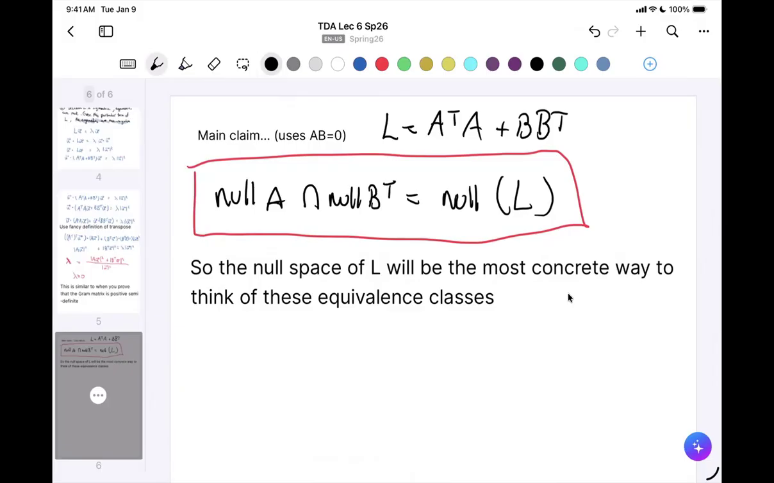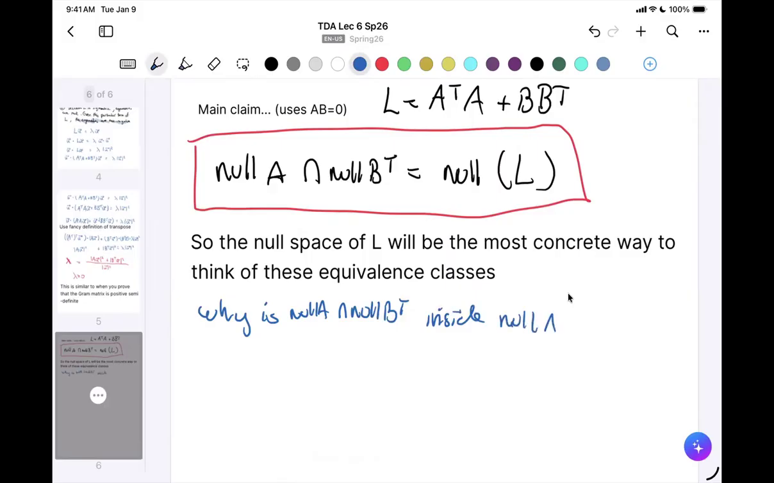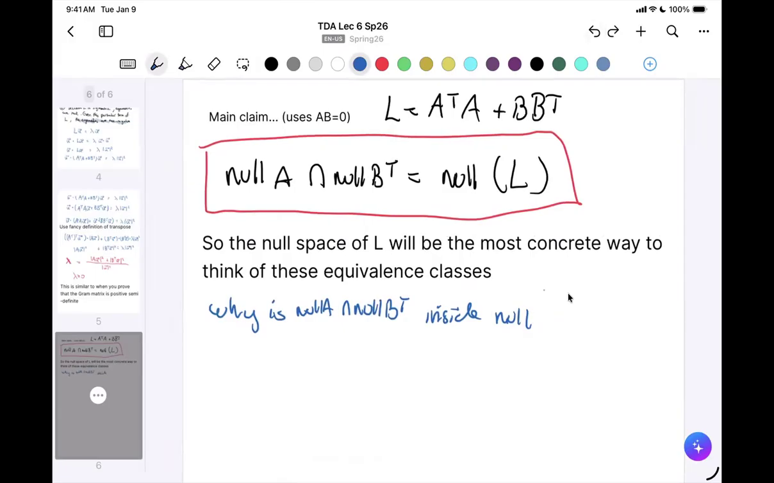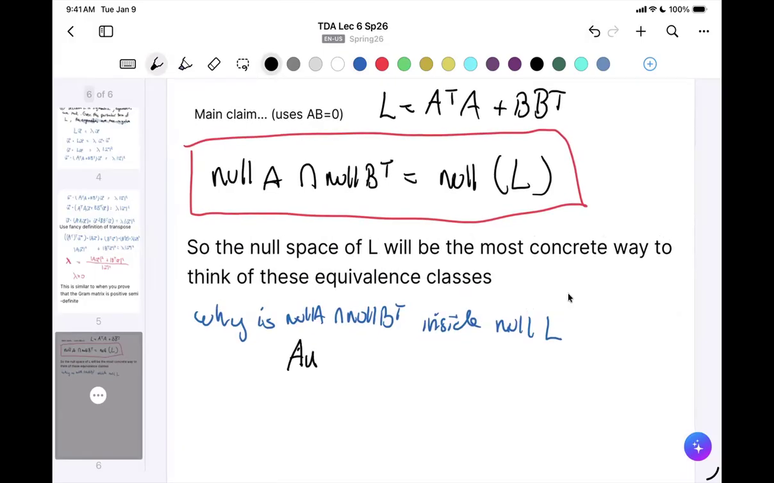The easiest one is, again, neither is too long. I think I should have enough time to do them quickly. Why is the null space of A intersected with the null space of B transpose inside the null space of L? Well, what does it mean to be in the null space of A? That means that A times U equals 0. What does it mean to be in the null space of B transpose? That means that B transpose times U equals 0, right?